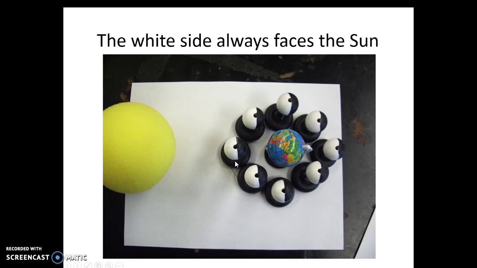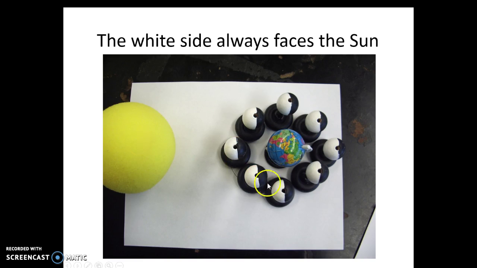Now, it's very important to realize that no matter where the moon is located around the Earth, the white side will always face the sun. That's because the white side of the moon represents the shiny white portion that we see in the sky. It becomes shiny because it's reflecting the sunlight. Outer space has no sunlight. The shiny white side must face the sun because that's where the shininess comes from.